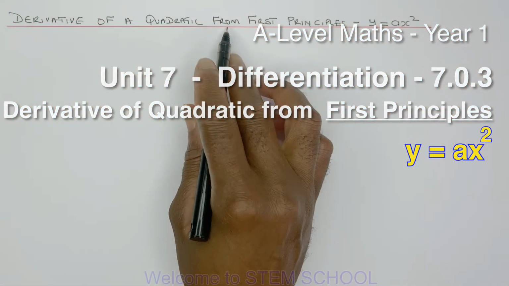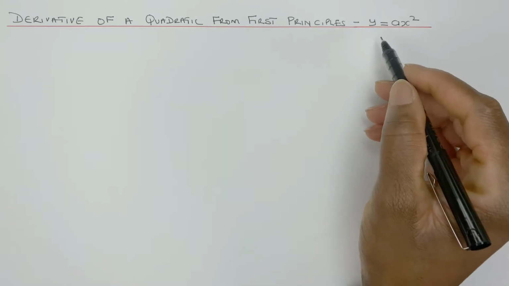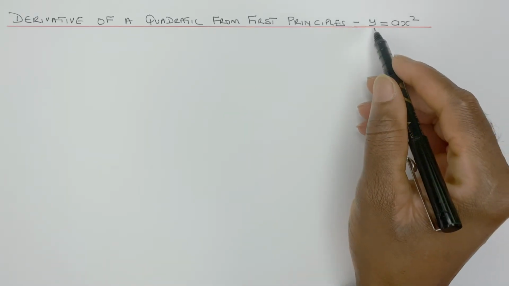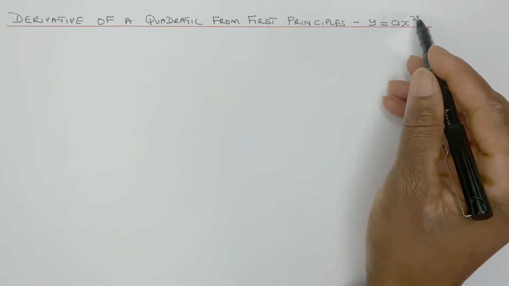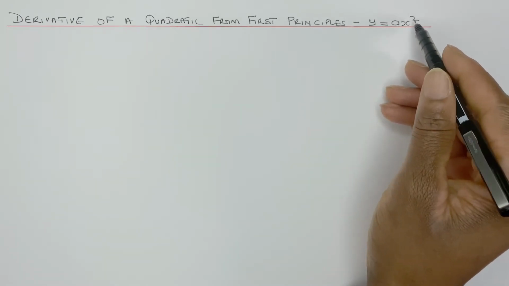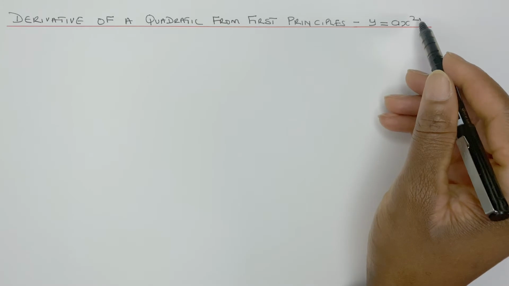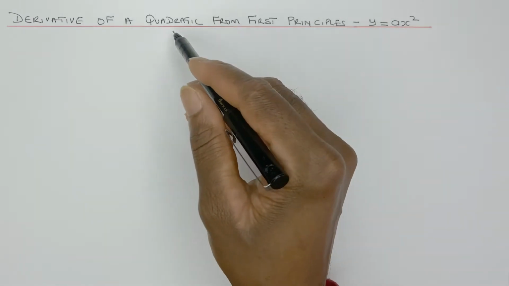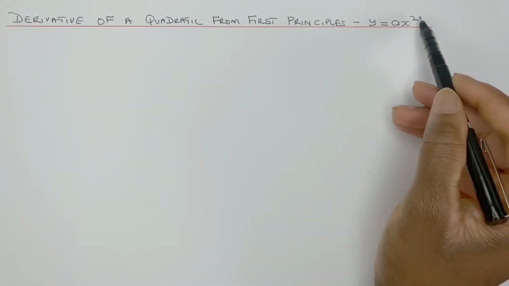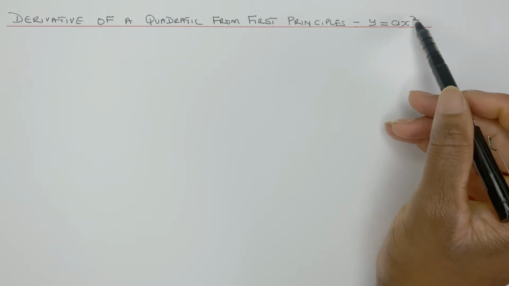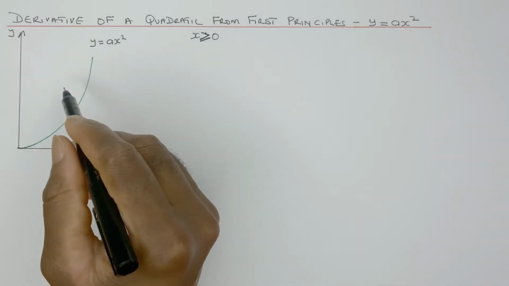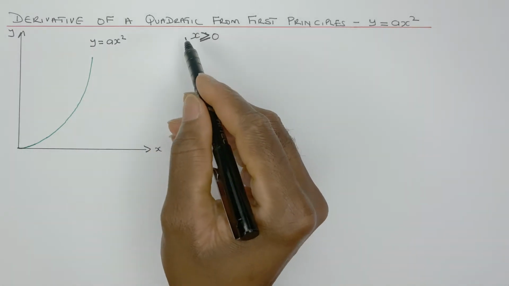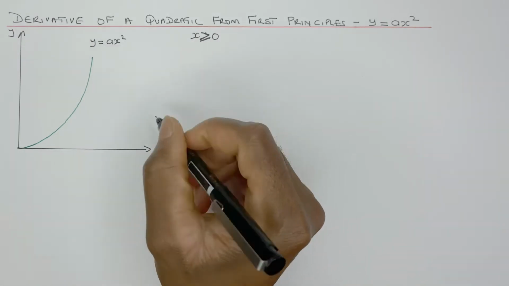Quadratic from first principle. A quadratic is y equals ax squared. The squared is to the power of 2, and that's the highest exponent, and that's what makes it quadratic. Y equals ax squared. The squared is what makes it quadratic. The highest exponent is 2. Now we've got a quadratic curve here where x is greater or equal to 0.